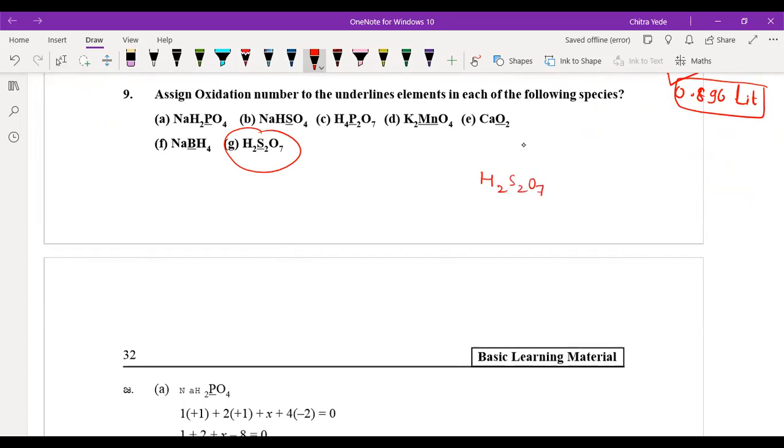H2S2O7. Wait a second, beta. I'm again getting a call from one of the students. What is the time now? It is 7, no? Yes, sir, but they're calling before time. Wait a second.